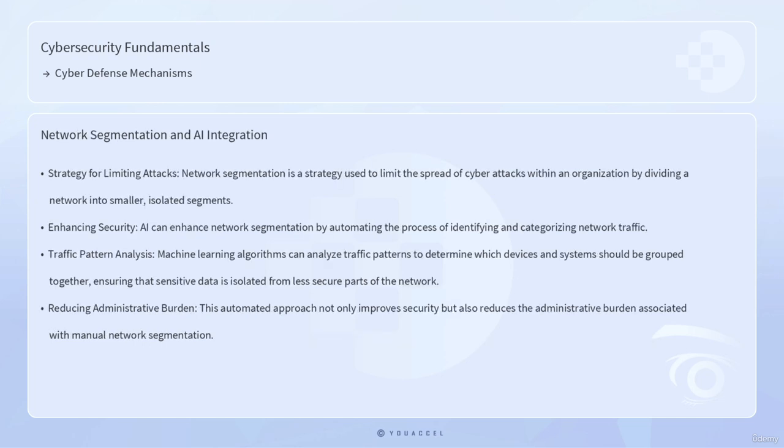Network segmentation is a strategy used to limit the spread of cyber attacks within an organization. By dividing a network into smaller, isolated segments, organizations can contain potential breaches and minimize the impact of an attack. AI can enhance network segmentation by automating the process of identifying and categorizing network traffic. Machine learning algorithms can analyze traffic patterns to determine which devices and systems should be grouped together, ensuring that sensitive data is isolated from less secure parts of the network. This automated approach not only improves security, but also reduces the administrative burden associated with manual network segmentation.